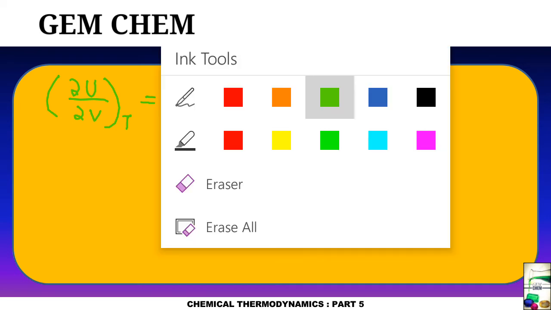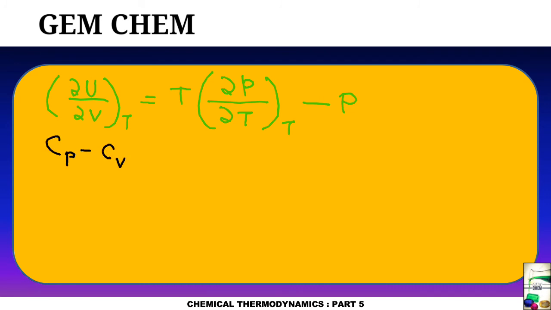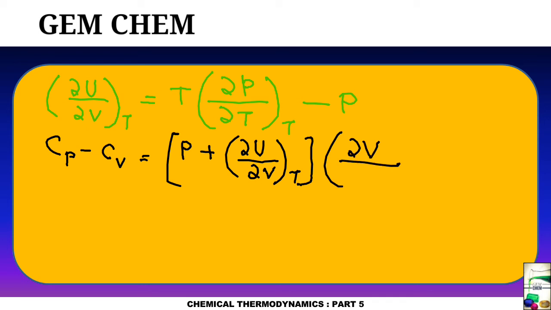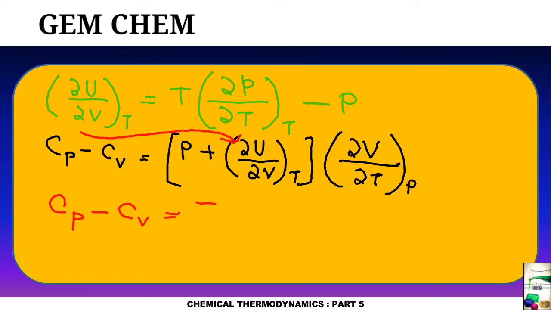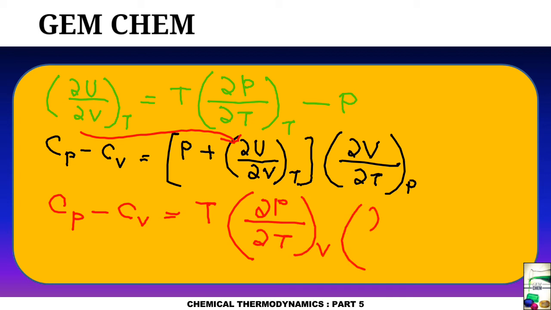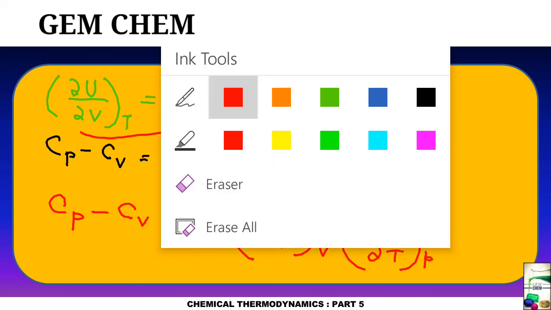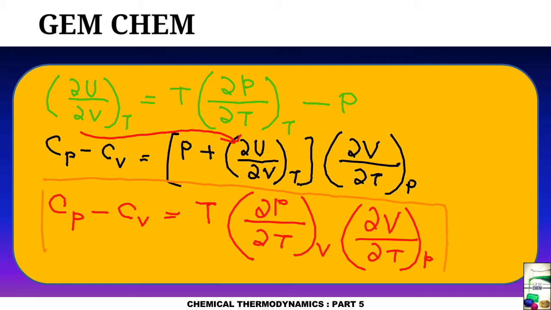minus P. Now we had seen that Cp minus Cv is given by P plus delta U by delta V at constant T, multiplied by delta V by delta T at constant P. We have obtained this expression already. So now we will just substitute this value here. And ultimately the expression comes to be Cp minus Cv is equal to T multiplied by delta P by delta T at constant V multiplied by delta V by delta T at constant P. So this is the expression for our most required Cp minus Cv, so that we can derive the expression for van der Waals gas. Okay.